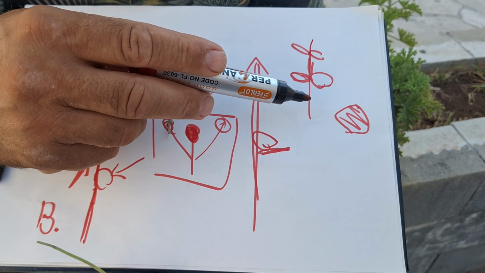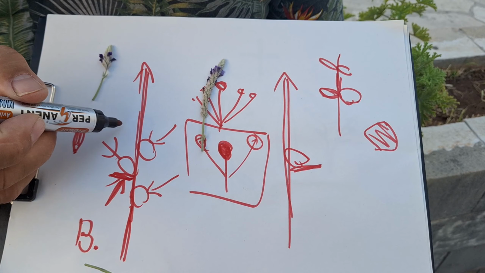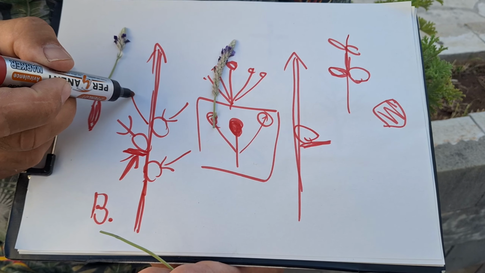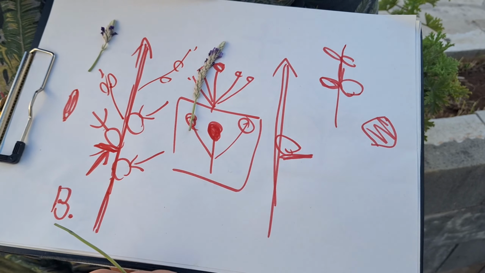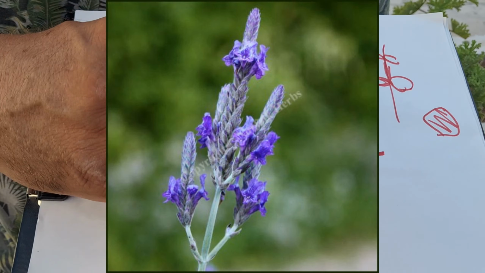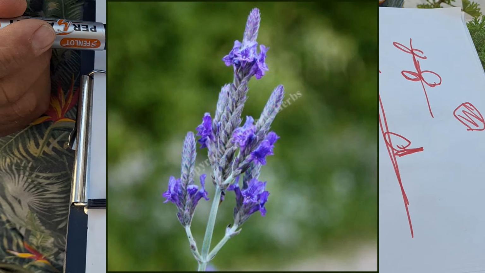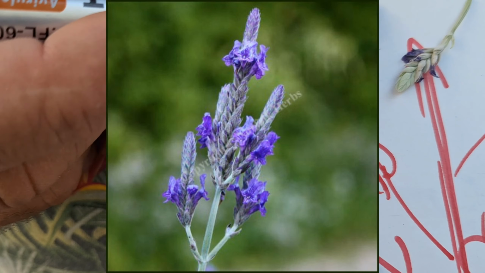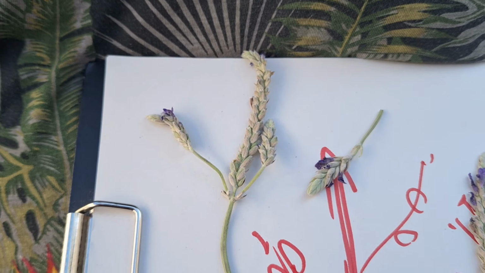The verticillaster of Lavandula angustifolia has no branches, and sometimes the verticillaster of Lavandula pinnata has branches. You can see here. So this is also a good differentiation for the two species.